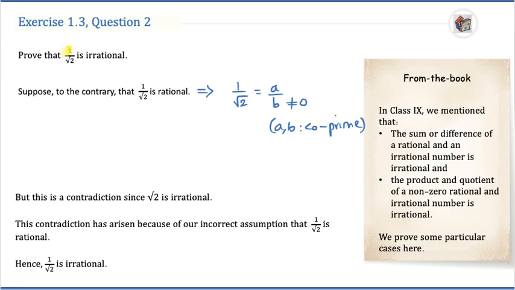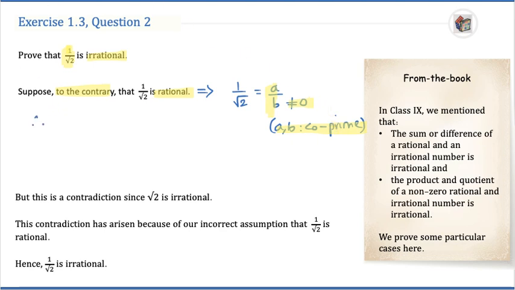Prove that 1 over root 2 is irrational. Now you know how the proof is going to work. You again suppose to the contrary on the reverse side. You suppose that it is rational. Then what that means is that this can be written in the form a by b for integers a and b, where b is not 0 and a and b are co-prime. That is, they have no common factor at all.